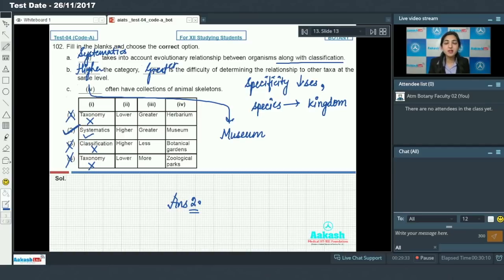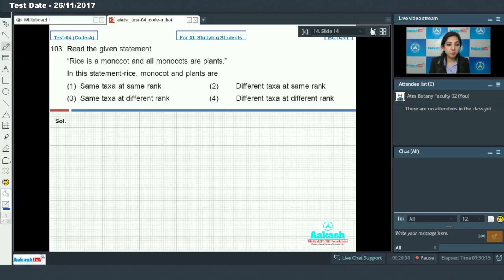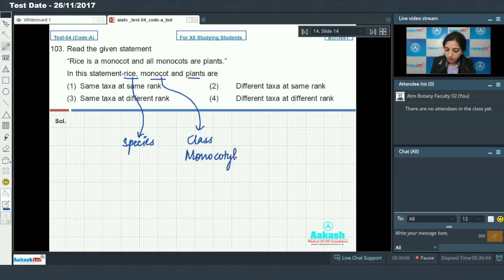Moving on to the next question, that is question number 103. Read the given statement. Rice is a monocot and all monocots are plants. Now, in this statement rice, monocot and plants are: Rice is a particular species. Monocot, it is a class, Monocotyledonae. And plant, it is a kingdom, Plantae.